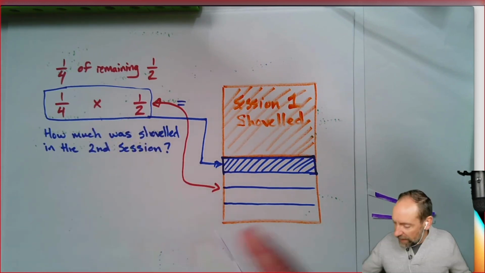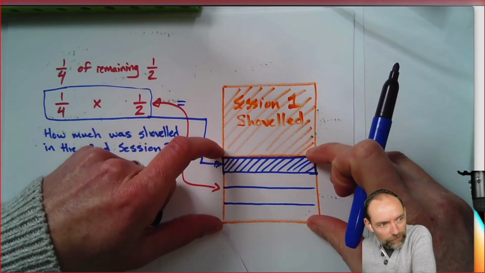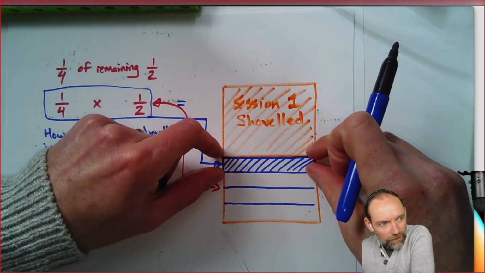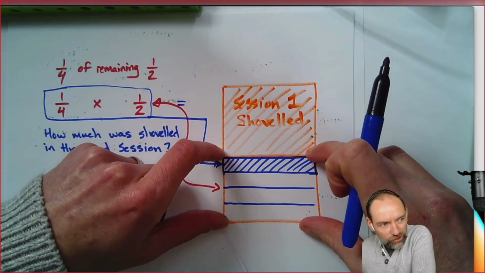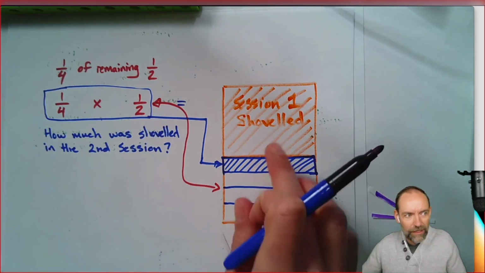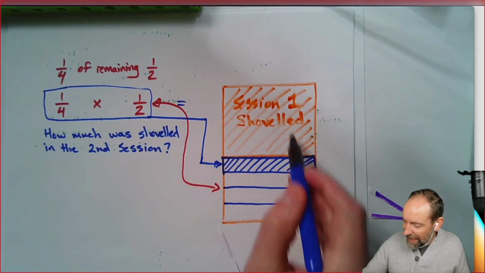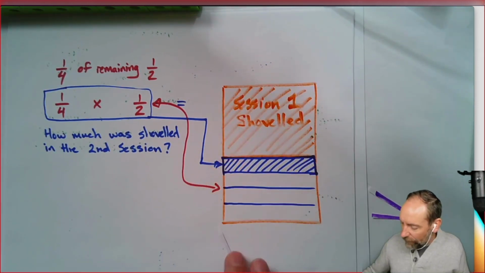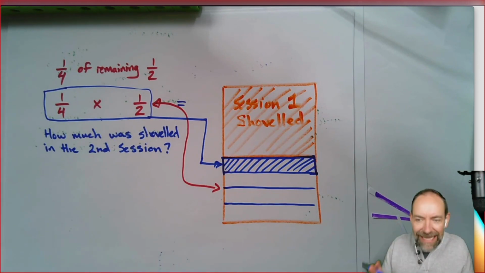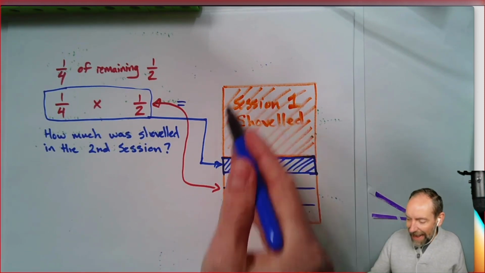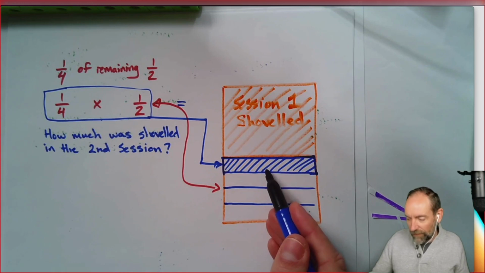If this is the whole driveway, then it's 1/4. But this is 1/4 of 1/2 of the driveway. So now what are we going to do in order to get all the pieces of the driveway to be the same size? Because right now I've got a half and then a 1/4 of a half. Eek.